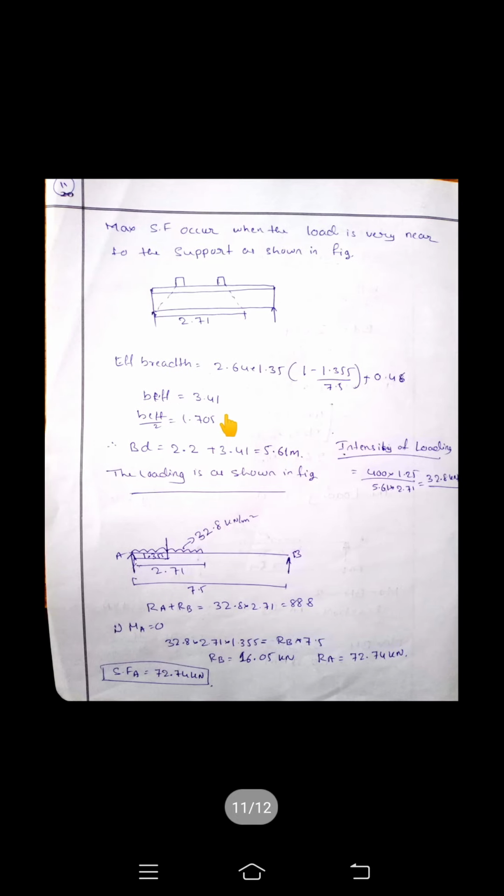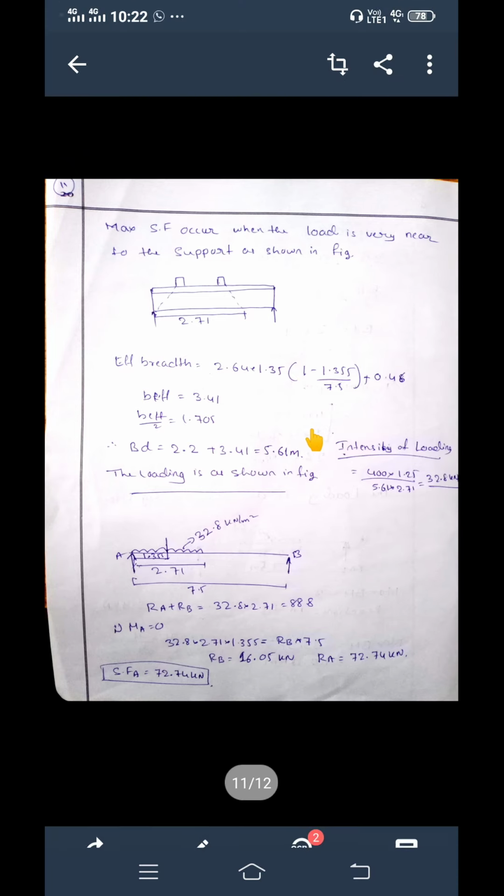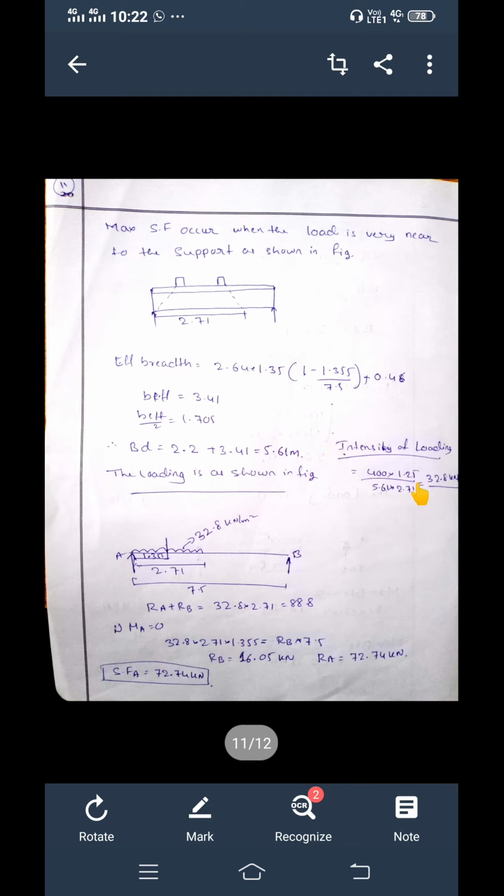This 2.2 is the center distance plus 3.41, which is twice the 1.705. This will equal 3.41. So your BD equals 5.61. So you have calculated the new BD. For that, the intensity of pressure we need to calculate. So loading is 400 into 1.25 into 5.61 into 2.71.